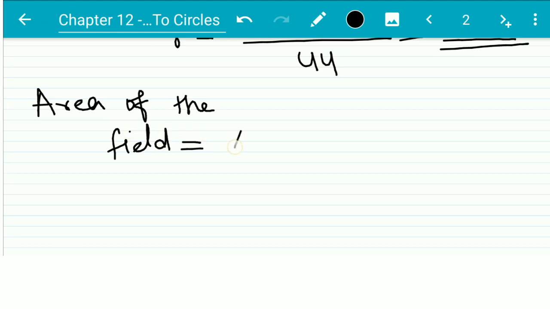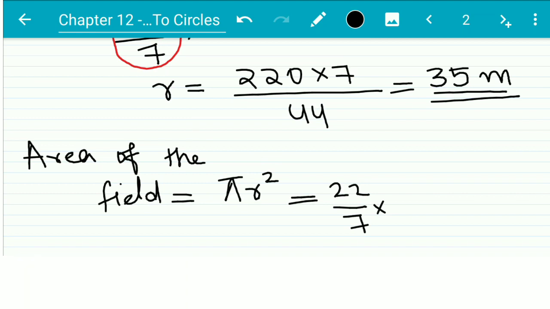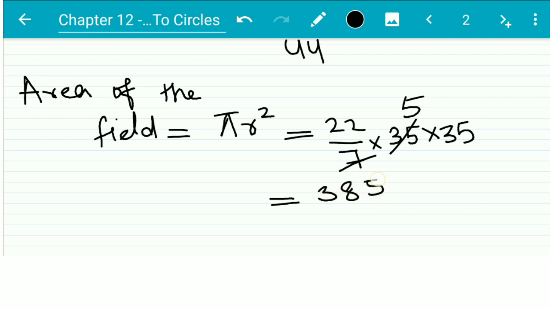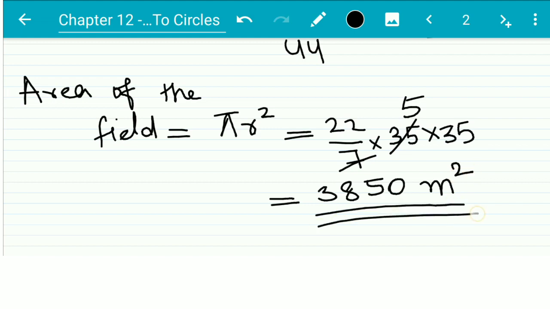equal to, area of the circle is pi r square. Then put the values. Pi equal to 22 by 7. What is r? We just now got what is r. See, 35 meters. So r square will be 35 into 35. Solve this. 7 5s are 35. 22 into 5, 110 into 35, which is equal to 3850 meter square. Since this is area, you need to put meter square. Value of area is what? Meter square. Unit is meter here, so it will be meter square.